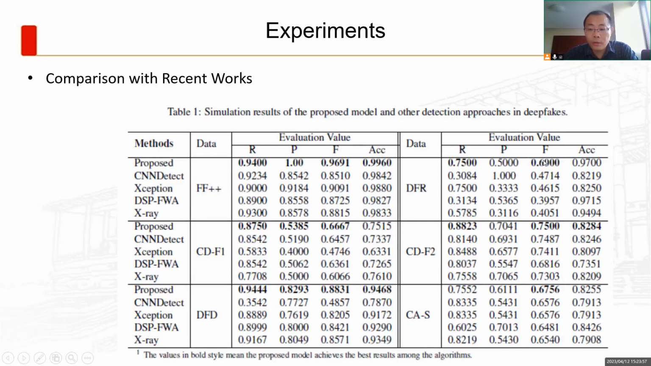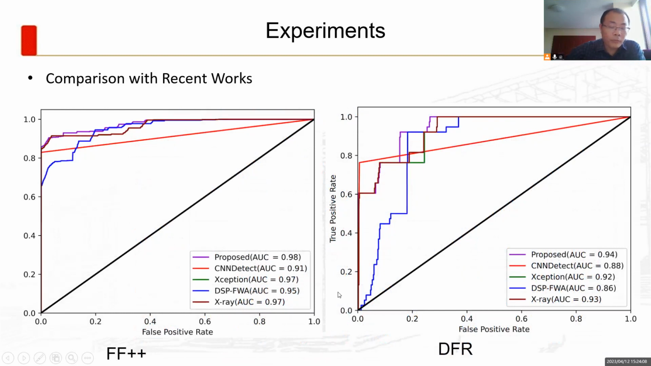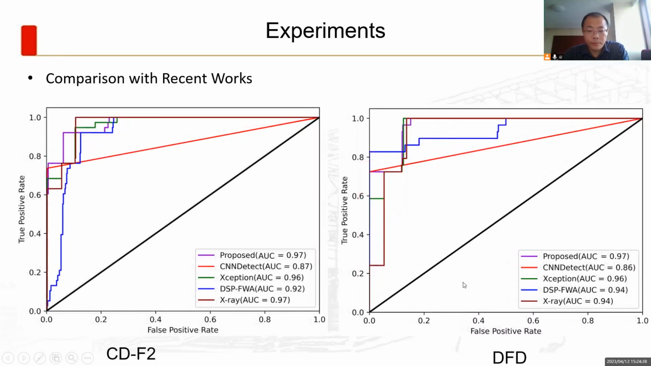Let's see that our proposed method achieves a higher F-score. And we also show the figures of the AUC curve. From the figure, we can see our proposed method achieves the best result of AUC. Let's see this and this and this and this.